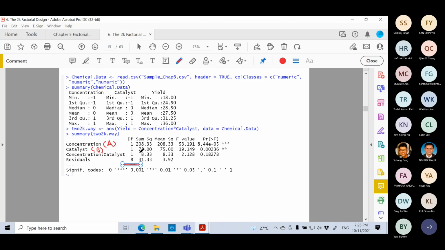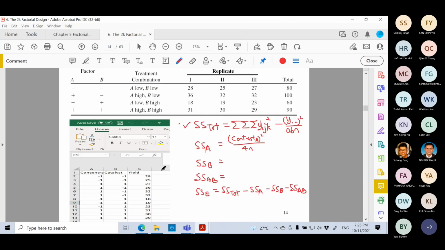As you can observe, 8, 9, 10, 11. Okay, the total degree of freedom will be 11. Then the degree of freedom for A, because it's a 2 level, always must be 1. The B also 1. For the interaction AB, the degree of freedom is just A minus 1 times B minus 1.